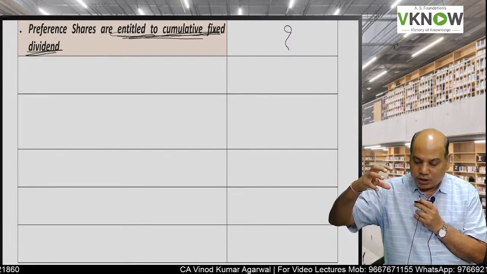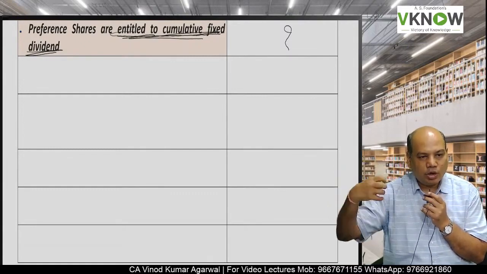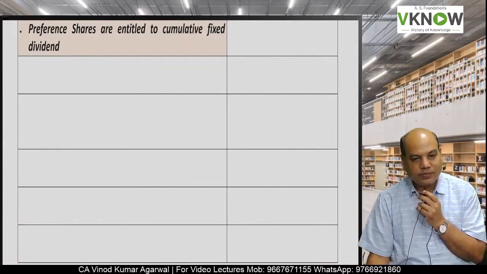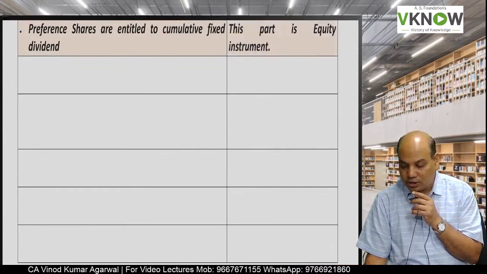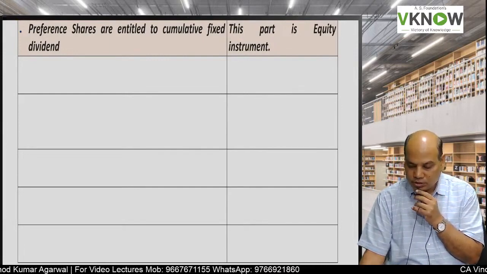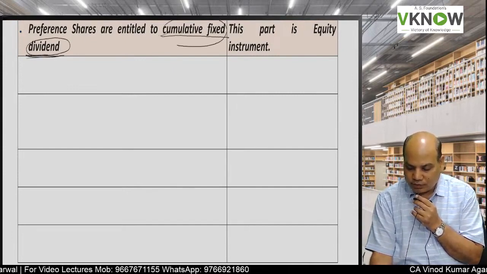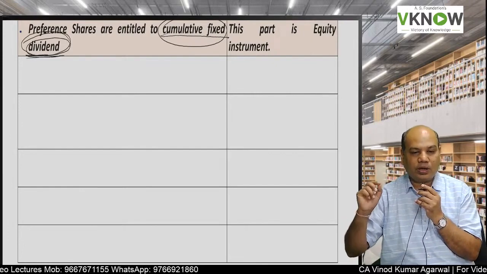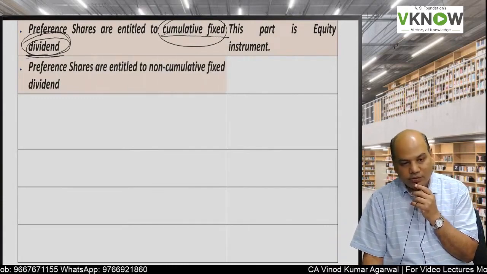Whether this entitlement to cumulative fixed dividend is a financial liability or equity. Now the students are thinking it is a financial liability, but the answer is it is equity. Why? Because the company may not pay. The company can keep on deferring forever. That means there is no contractual or mandatory obligation to pay. It will just keep on accumulating. So it will be treated as equity.